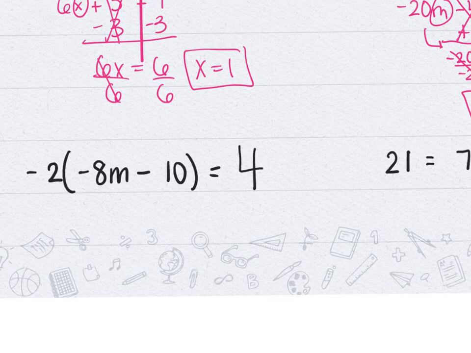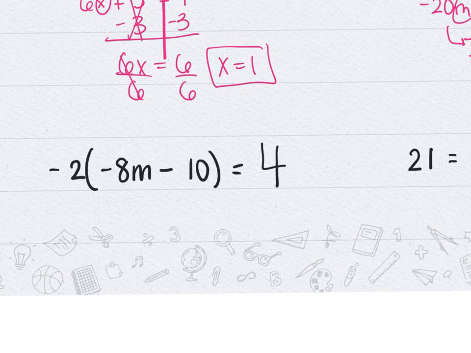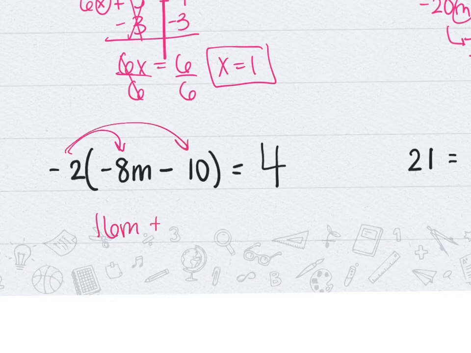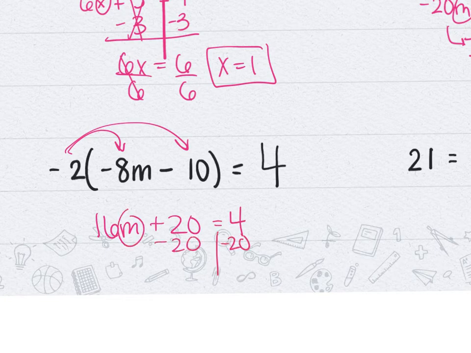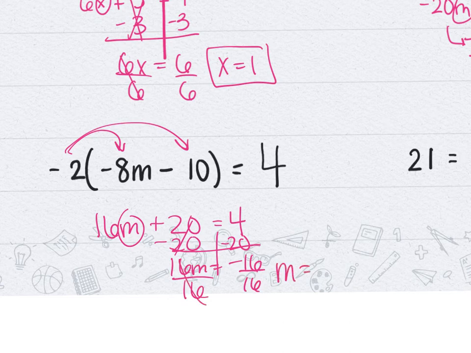All right, a couple more. Negative 2 times negative 8m is positive 16m. Negative 2 times negative 10 is positive 20, and that is equal to 4. So there's your two-step equation. Subtract 20. You get 16m is equal to negative 16. Divide both sides by 16, and m is equal to negative 1.